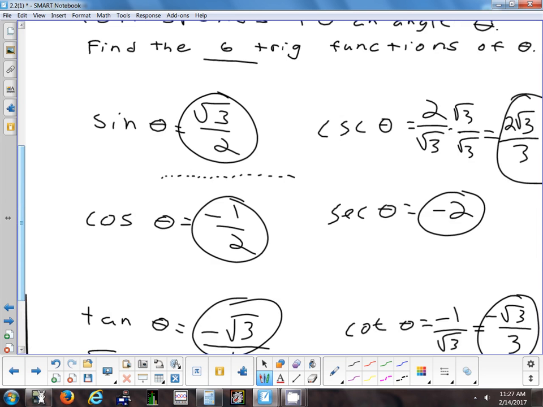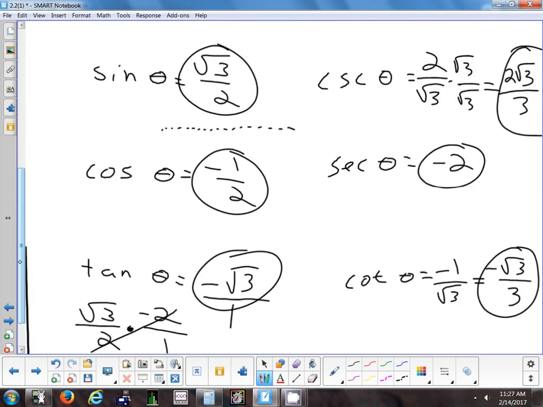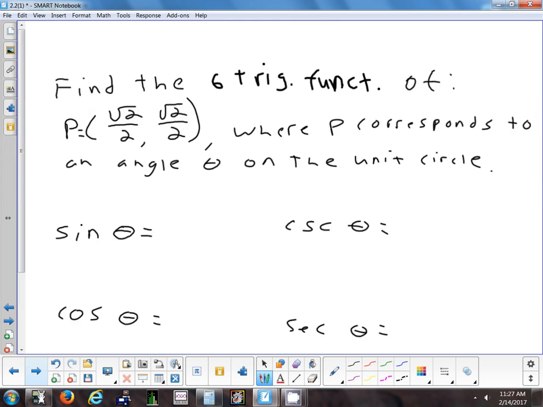Okay? Could we find this angle? Yes. We don't know how yet, but we could figure out exactly what this angle is. But that's not what we're doing today. Good. Any questions on that? All right, so here's another one. They're asking us to find all 6 trig functions. And again, they've started me off with the coordinate, so I don't need to find it.